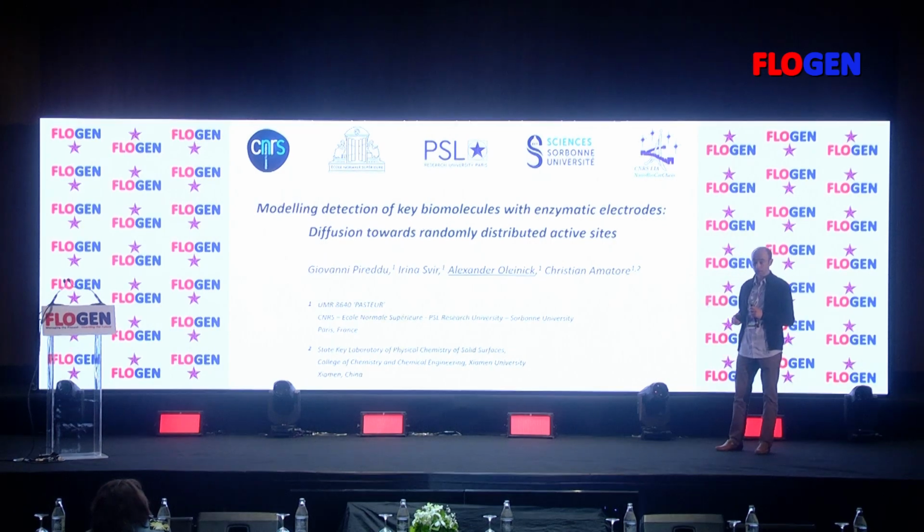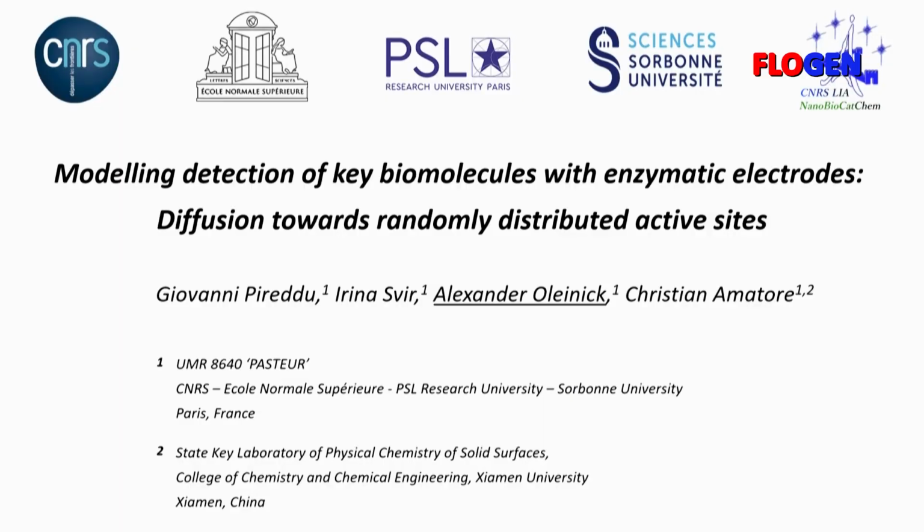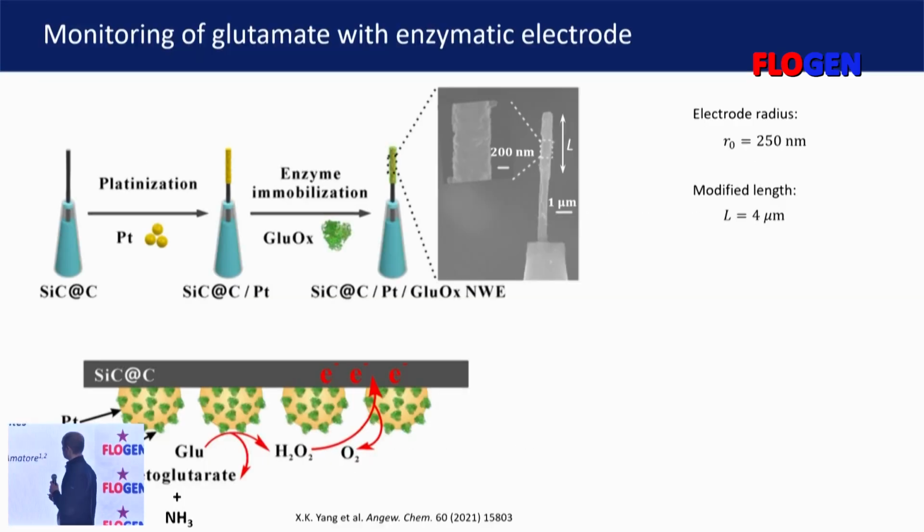And so the title of my second talk is Modeling Detection of Key Biomolecules with Enzymatic Electrodes, Diffusion towards Randomly Distributed Active Sites. And here I would like to consider some theoretical aspects of the detection with the enzymatic electrode. Here I put, for an example, the same electrode which was used in the previous talk, but basically this will apply to any other enzymatic electrodes or any other systems which are built the same way.